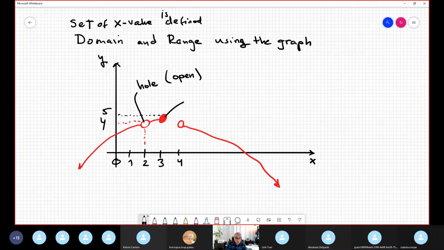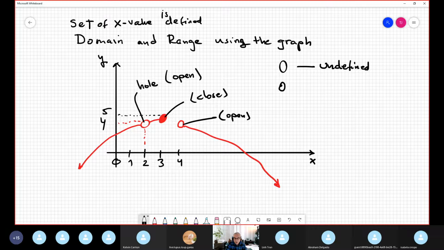And this is a closed circle. And this is an open circle again. When it's open, it's undefined. Open, undefined. Circle full, defined. Okay? So, how do you find domain?